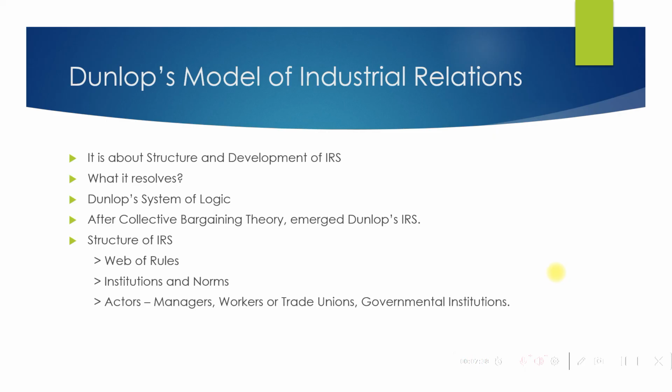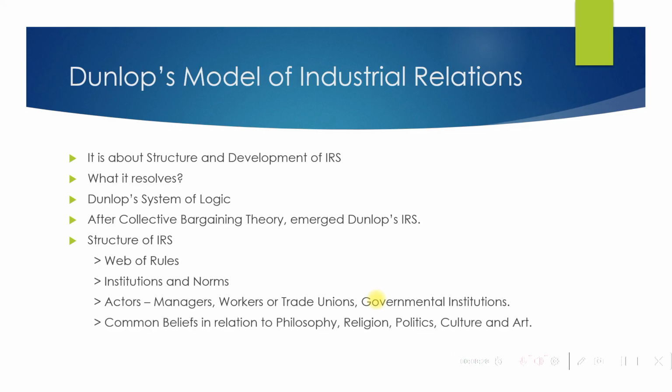Next, Dunlop defined actors. Dunlop identified actors as managers, workers or trade unions, and governmental institutions. So that is what he has identified. Now, in the context of industry, there are three contexts, and those are technology, industry markets, and power distribution.